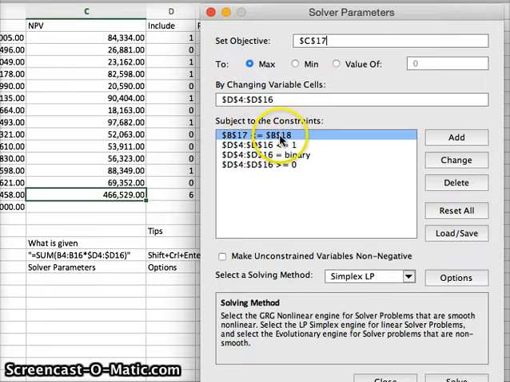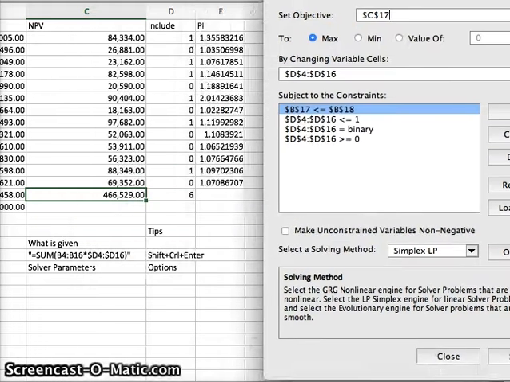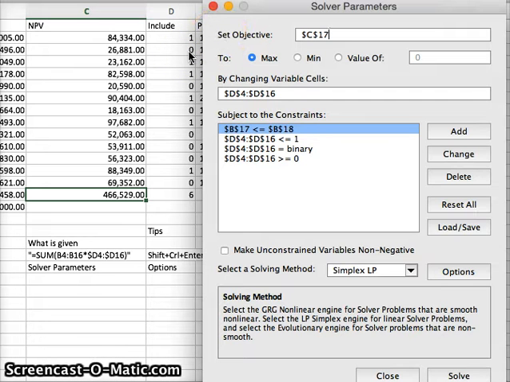The first constraint is that B18 should be bigger than B17. That means your total investment has to be smaller than your constraint. The second constraint is that D4 to D16 have to be smaller than or equal to 1. That means you cannot invest in a project twice. So you invest in one project, but not twice. The third one is that D4 to D16 must be a binary variable. It has to be the value of 1 or the value of 0. And finally, for the binary variable, they cannot be a negative value. That is the constraint for the solver parameters.